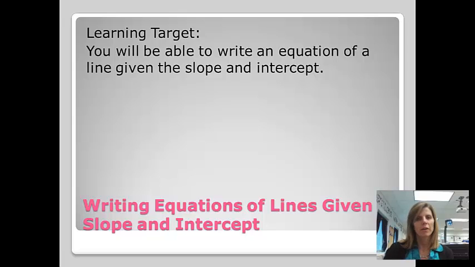So far we have done several things with lines and linear functions. We have graphed linear functions, we have solved linear functions, and now we are going to start writing equations for linear functions. At the end of this lesson, you'll be able to write an equation of a line given the slope and intercept. We'll be given lots of different information, but this specific lesson will address what to do if I'm given the slope and the intercept.